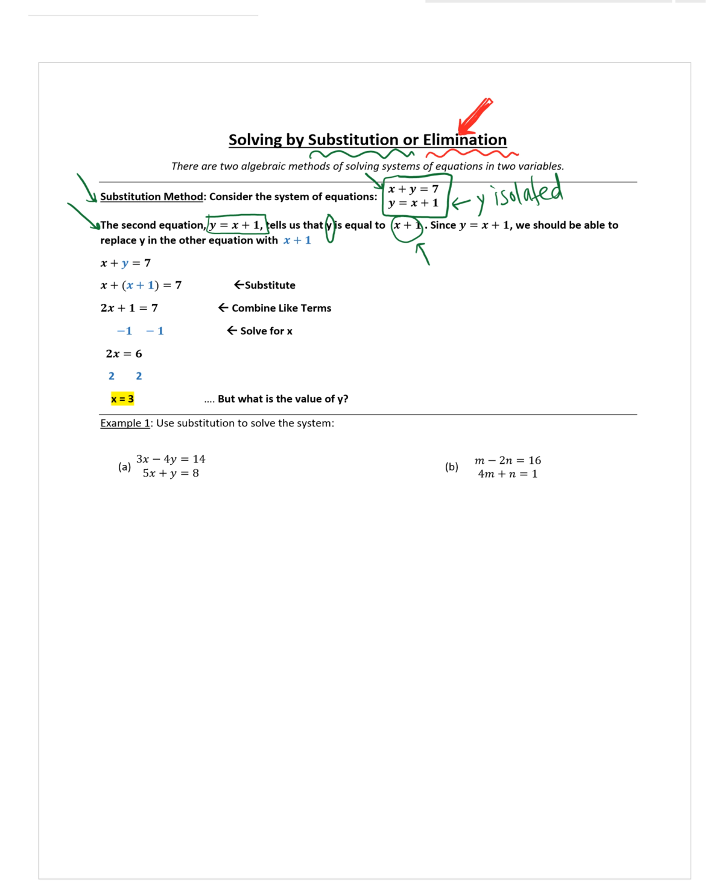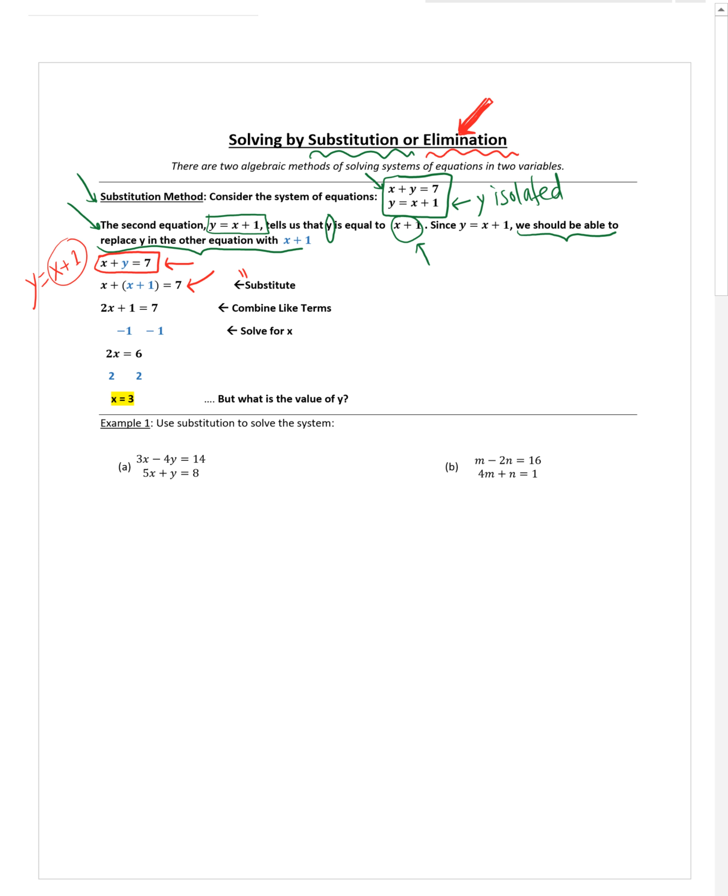So just like we talked about just now, we should be able to replace y in the other equation with x plus 1, since y and x plus 1 are equal to each other. So the top equation that we haven't really looked at yet was x plus y equals 7. But from the other equation, we know that y is equal to x plus 1. So I should be able to take y in the equation x plus y equals 7 and replace it with x plus 1. So that's what we've done in this next step.